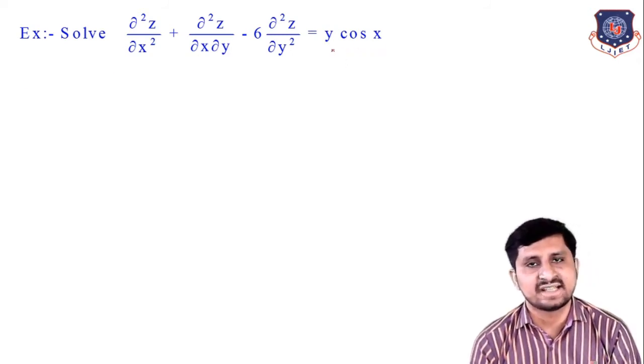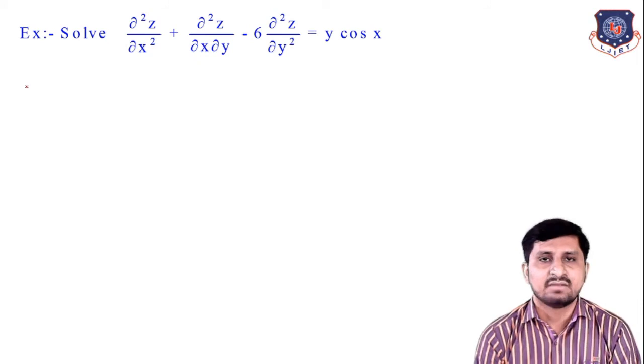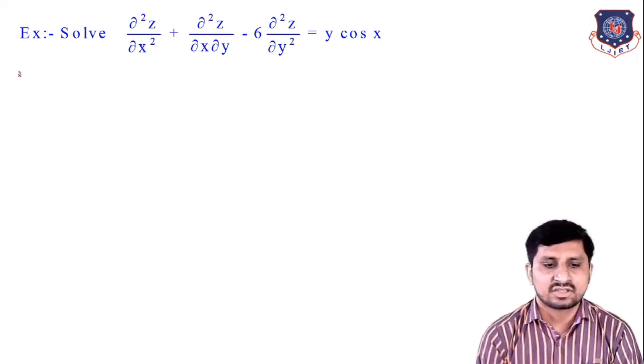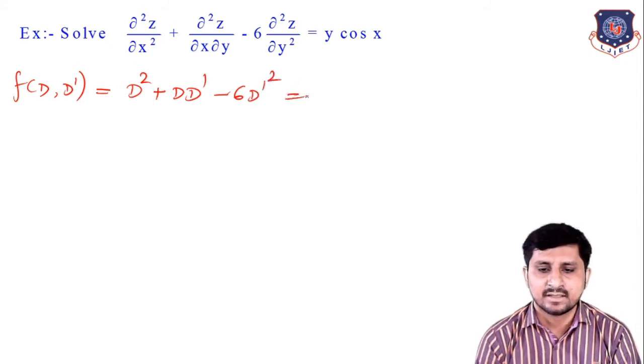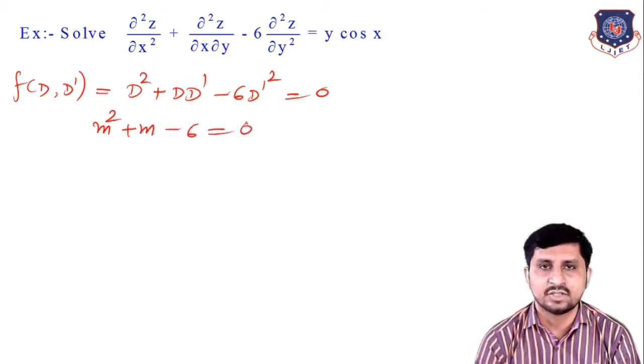So to solve this example also, we have to operate our case 5. So first of all, find the complementary function. Complementary function f of D, D', that is D square plus DD' minus 6D' square equal to 0. So this is m square plus m minus 6 equal to 0.